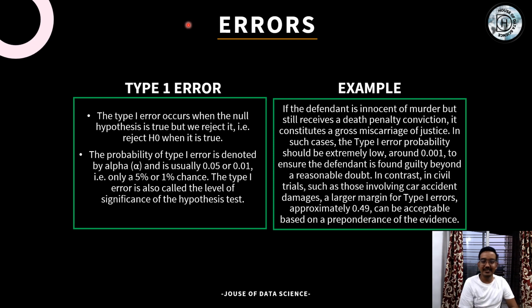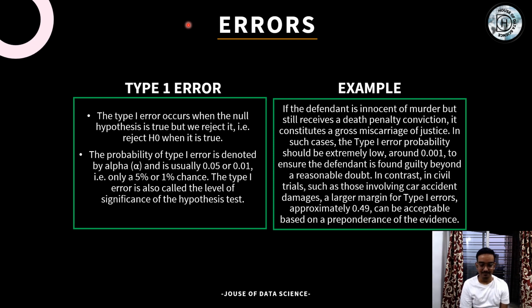So now we'll discuss errors. What is an error? When we are doing this process, there is a possibility of having an error. So what is a type 1 error? A type 1 error occurs when the null hypothesis is true, but we reject it. That is, rejecting H0 when it is true. The null hypothesis was true, but we have rejected it. Remember, if we are rejecting something, it should be false, but sometimes an error can be made and you reject a null hypothesis which was actually true.